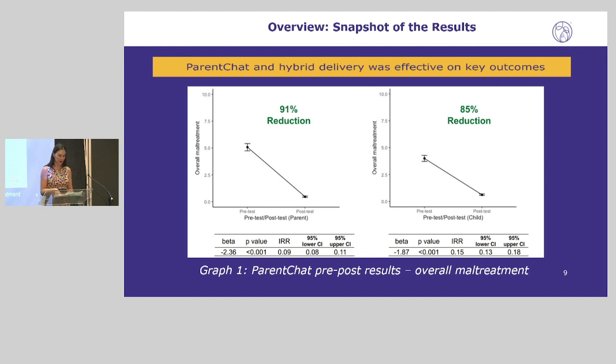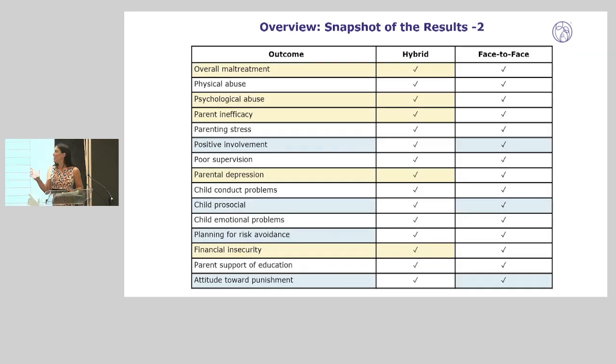So overarchingly, the results showed a decrease in child maltreatment as the primary outcome, both for PLH and for Parent Chat. However, the difference in difference analysis showed an enhanced decrease for Parent Chat. So what I've done here is I've shown you a table that summarizes the difference in difference analysis. The pre-post testing showed effect for both the hybrid and the face-to-face on the primary and all the secondary outcomes. But when we did the difference in difference, the yellow shows where the hybrid scored higher, and the blue shows where the face-to-face actually came out stronger in terms of effect.